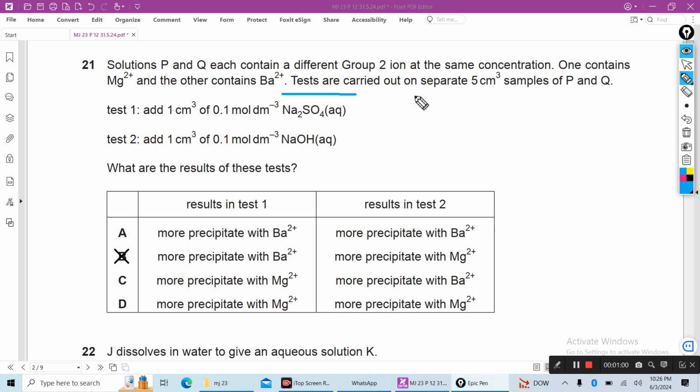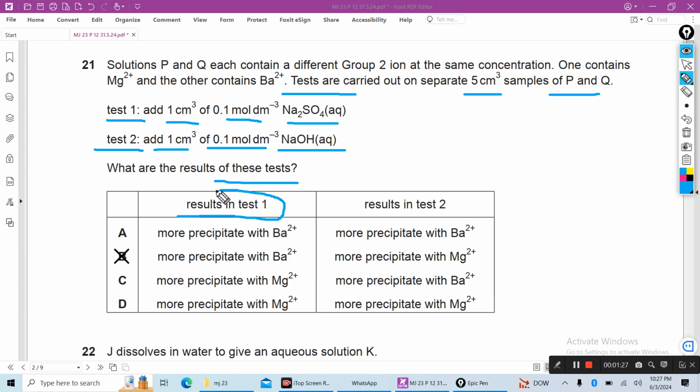Tests are carried out on separate 5 cm cube samples of P and Q. Test 1, add 1 cm cube of 0.1 mole per dm cube sodium sulfate. Test 2, 1 cm cube of 0.1 mole per dm cube sodium hydroxide. Two tests are carried out. What are the results of these tests? Result in test 1, B is the right answer.